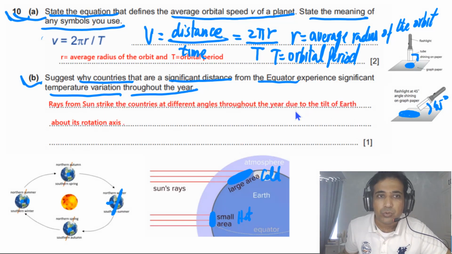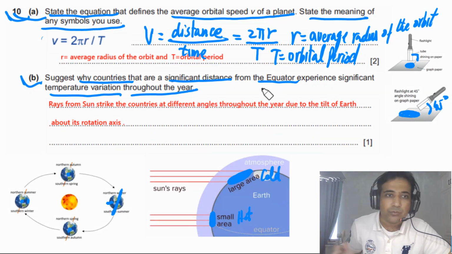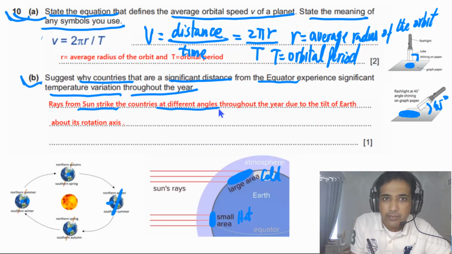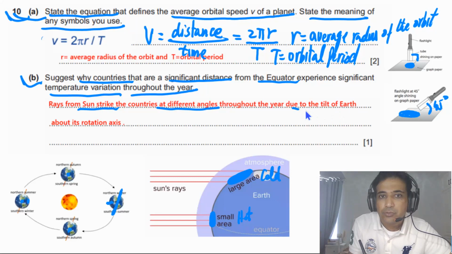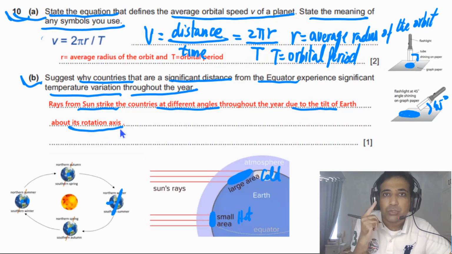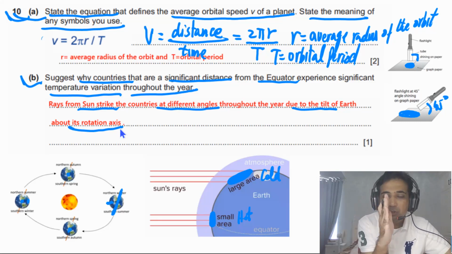Now let me show you how you can write down your answer. For the answer to this question, you can write down these points. You can say rays from the sun strike the countries at different angles throughout the year, and this is due to the tilt of our planet about its rotation axis. So the rotation axis is tilted from the vertical.